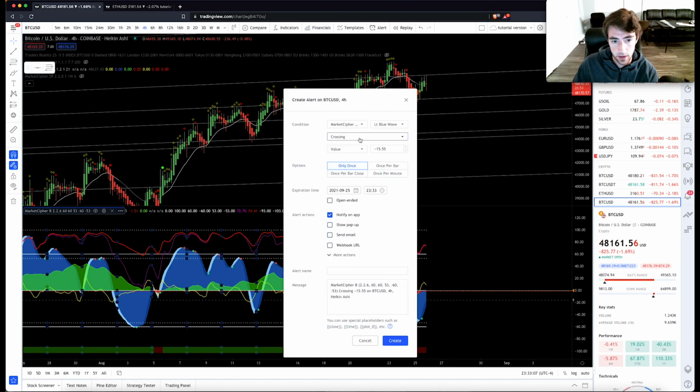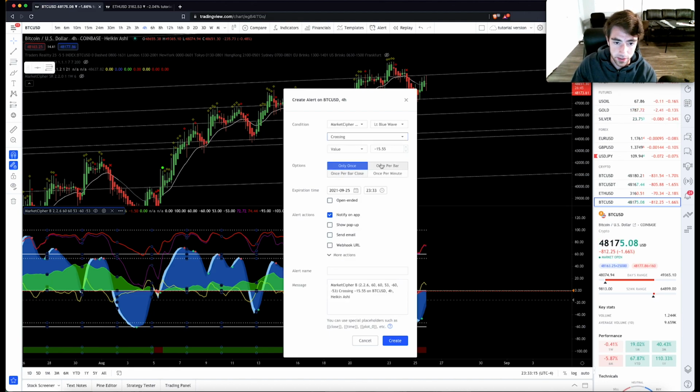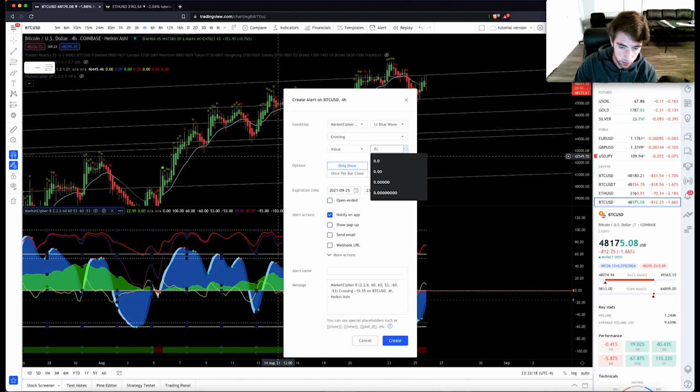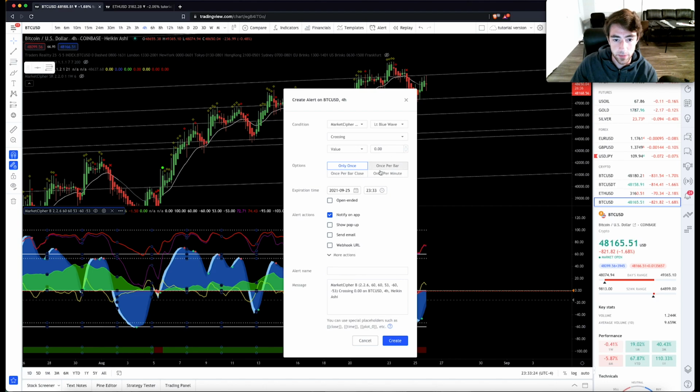Crossing. A lot of people say crossing up, crossing down. We want both. Crossing either way. So you could go up, go down, short, long. I just put crossing. Value 0.0. That's the 0 line down there. That's the big deal. When it crosses the 0 line, that means business.